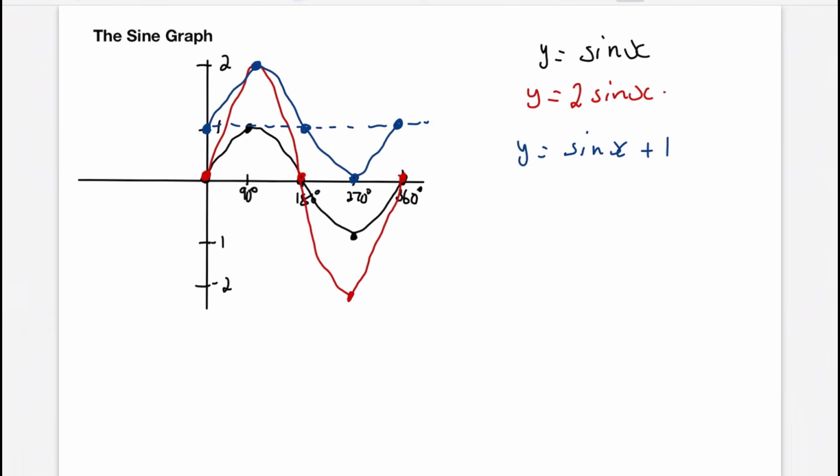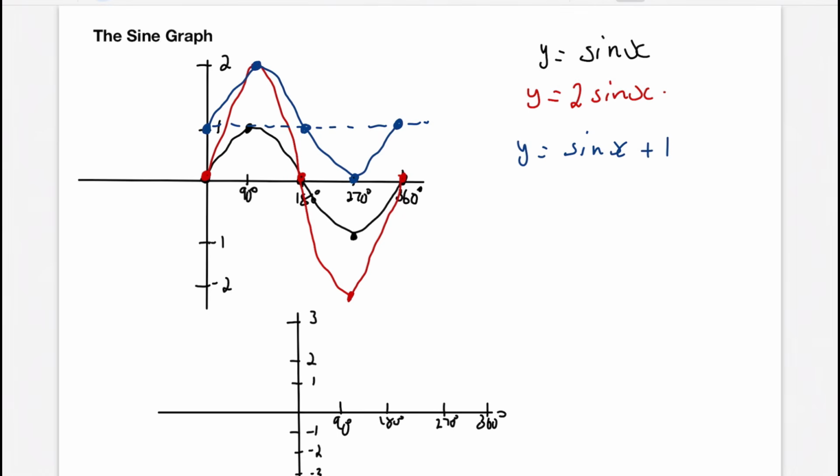Now, we can also do all this at the same time. We can stretch a graph and shift it at the same time. For example, here's a Cartesian plane with the highest point at 3, then there's a 2, there's a 1, -1, -2, -3. And let's say this was 90 degrees, 180 degrees, 270 degrees, and 360 degrees. I want to try and sketch this green graph called y is equal to 2 sine x minus 1.